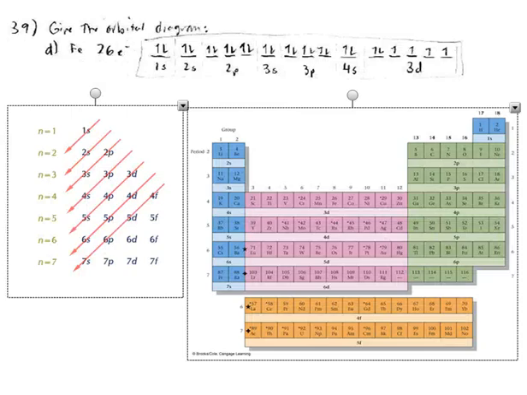Alright, in 39 you're asked to draw an orbital diagram. So this is a pictorial representation of your electron configuration, and in it you use these little lines to represent individual orbitals, and you label them underneath, and the arrows represent electrons. Up arrow is a positive 1/2 spin, down arrow is negative 1/2 spin.